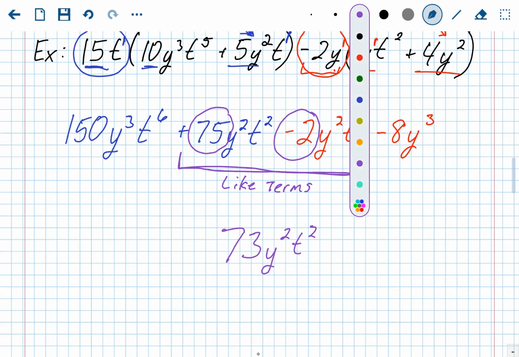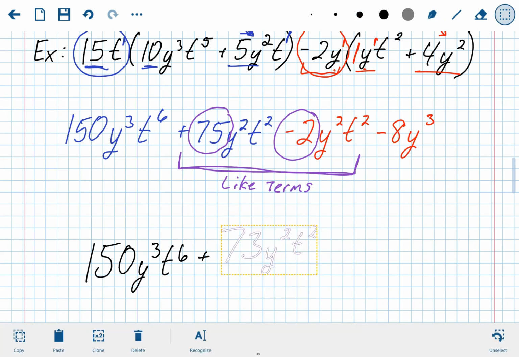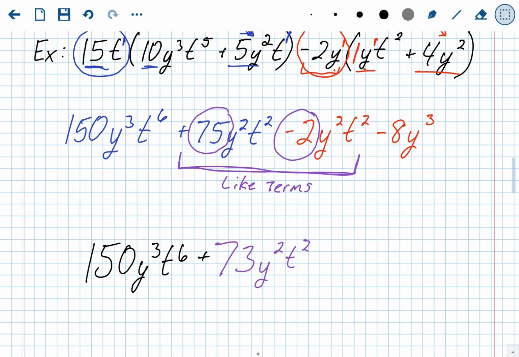And then the rest of the terms, there's no like terms, so they're just going to drop down and stay the same. So 150, y to the third, t to the sixth, plus 73y squared, t squared, which we got from combining like terms, and then plus, or in this case, minus the leftover term, which is negative 8y to the third.